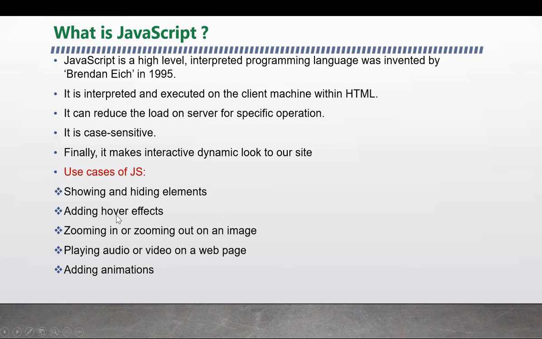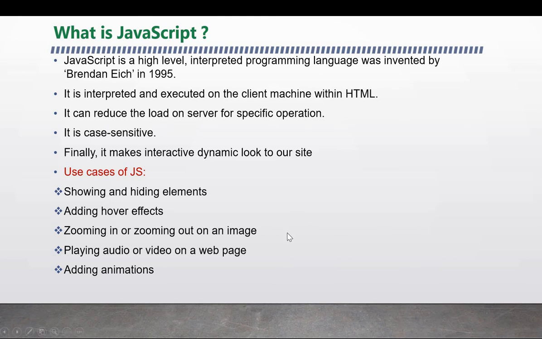Adding hover effect. So we all know that when you hover your mouse over some web element, it does something. It may pop up some messages, or show or display another button, or anything. Those are called hover effects. How can those effects happen? It's only possible by JavaScript.